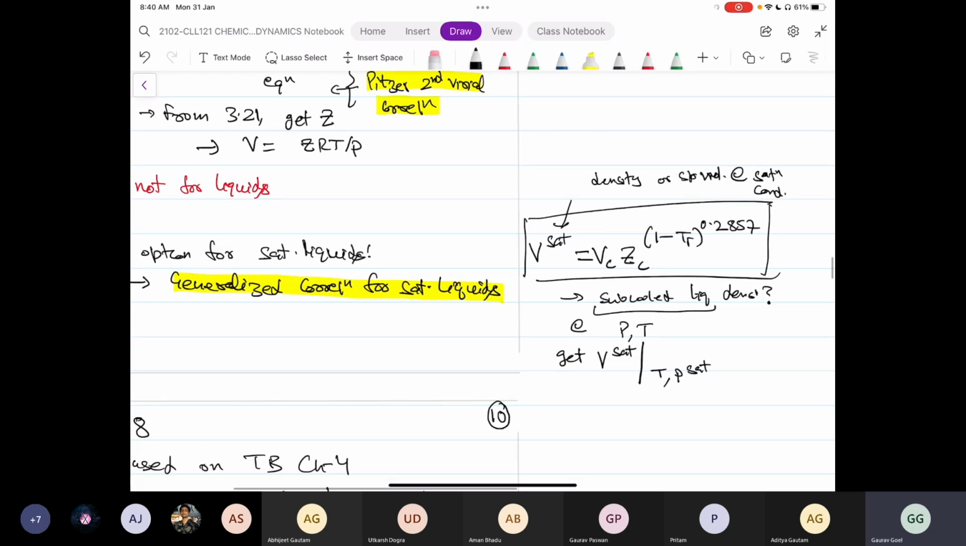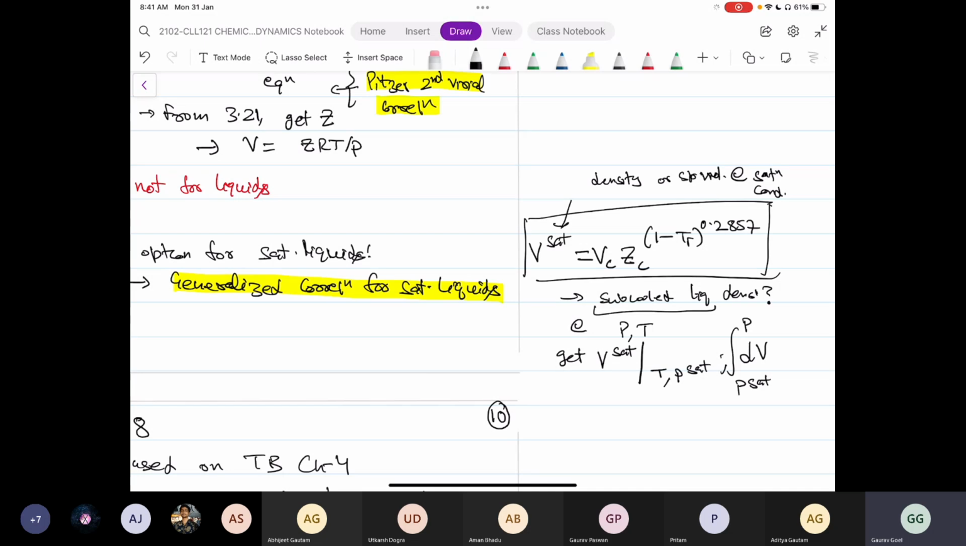And from here, the next step would be to find out how the liquid property changes from P sat to P. The benefit of this approach would be the coefficients.